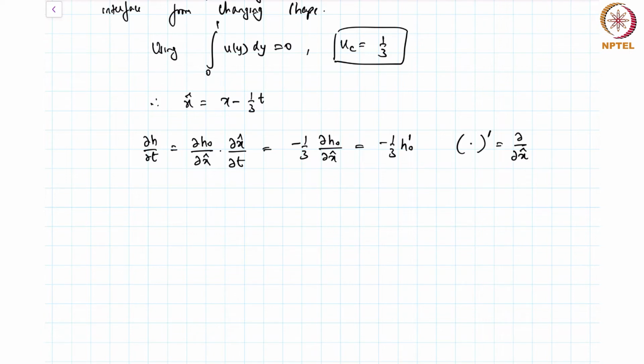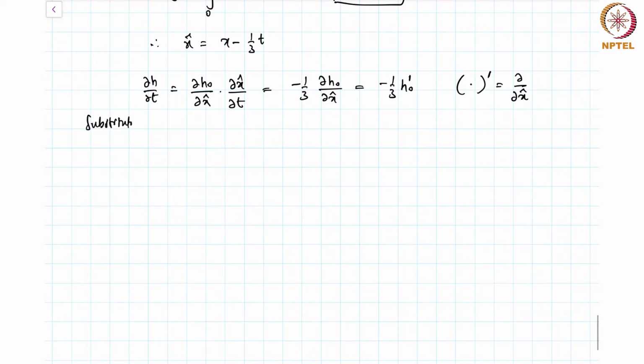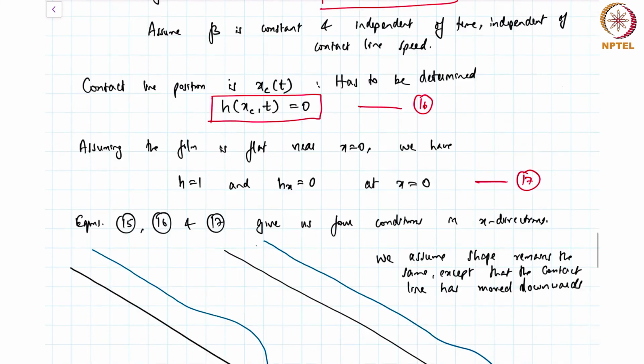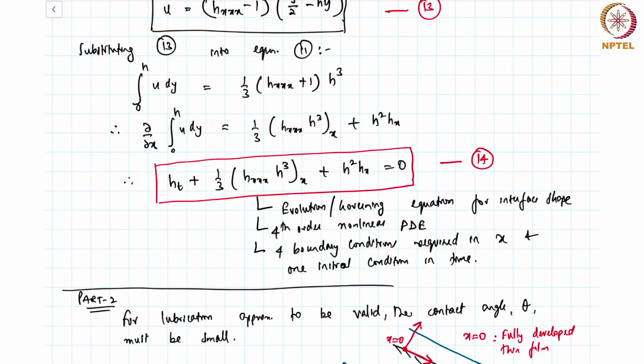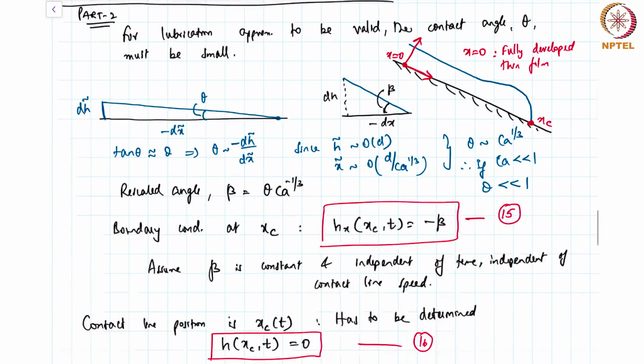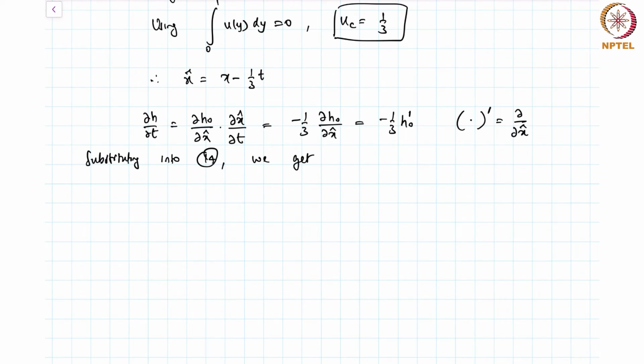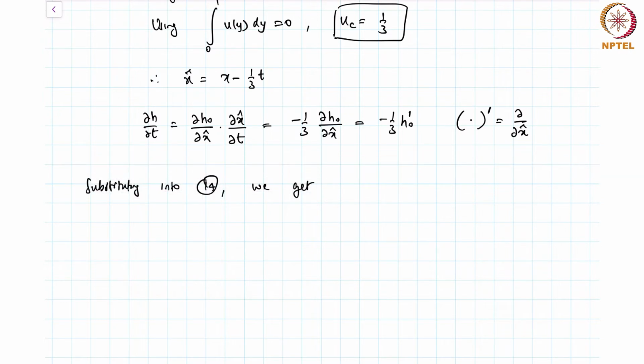So if we substitute this into our original equation, which was equation number 14, the other derivatives don't change, because the derivative with respect to time only comes in. The derivative with respect to x simply becomes, maybe I'll write this down for the sake of completeness, del h by del x simply becomes del h naught by del x hat times del x hat by del x, and this del x hat by del x is simply 1. Therefore I have del h naught by del x hat, which is h naught prime. So that doesn't really change.